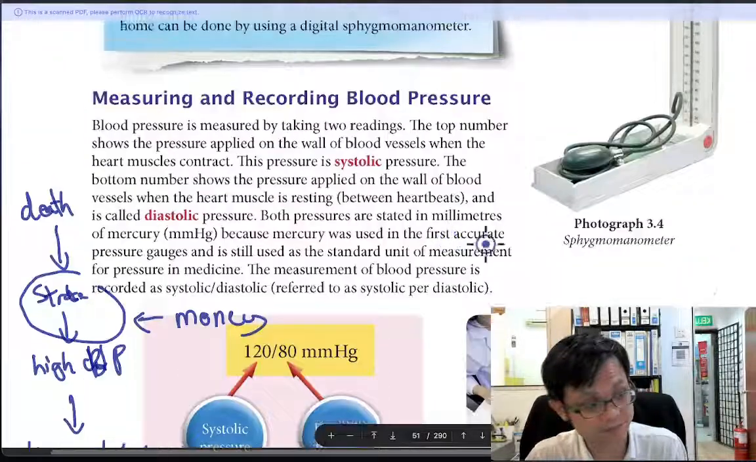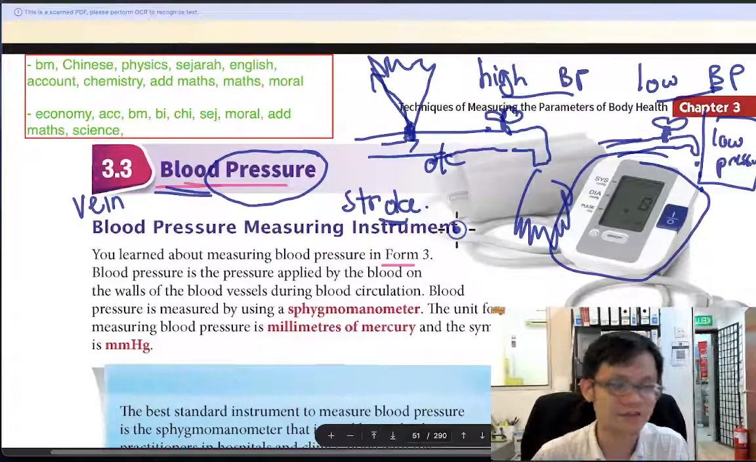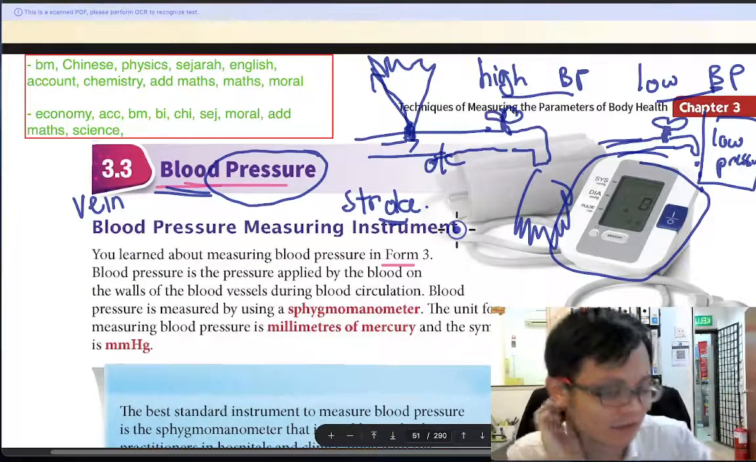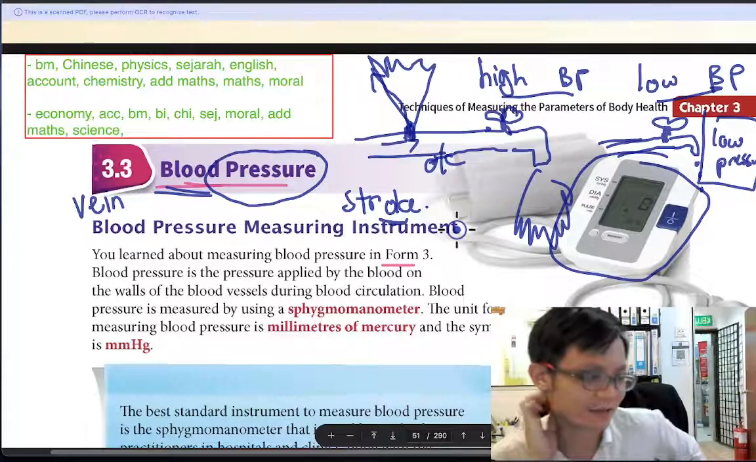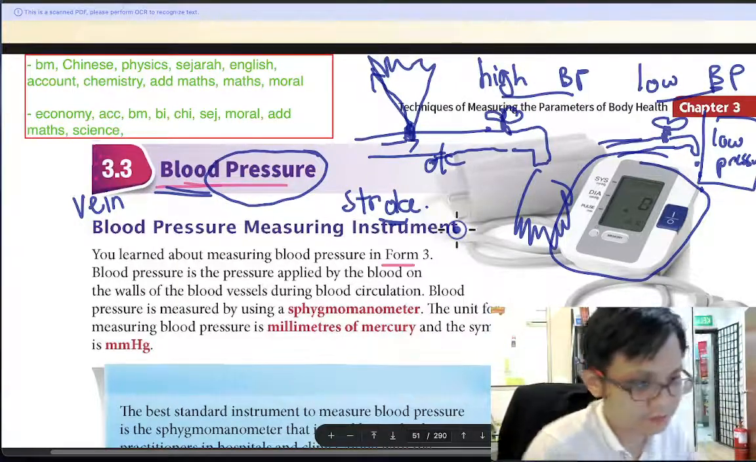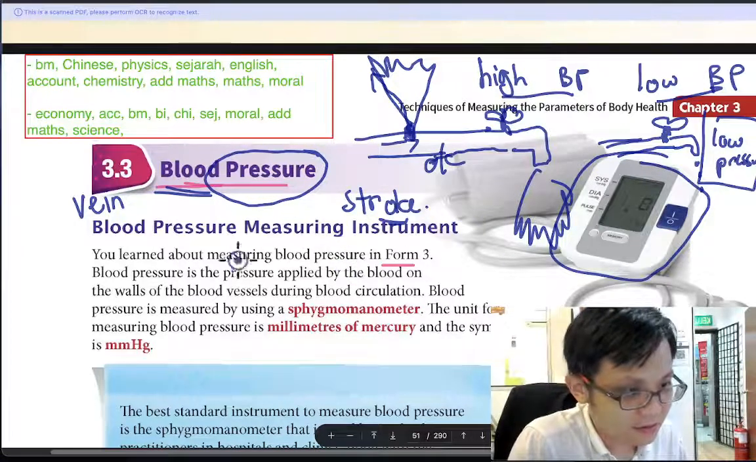But of course, if you are so young, last time I was young also, I didn't care, but take care of your health, because very fast we will get old. So yes, this is called the blood pressure.